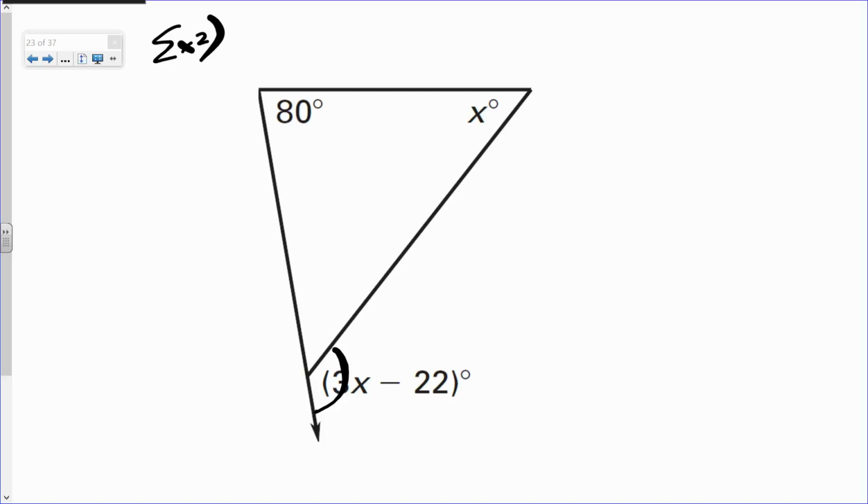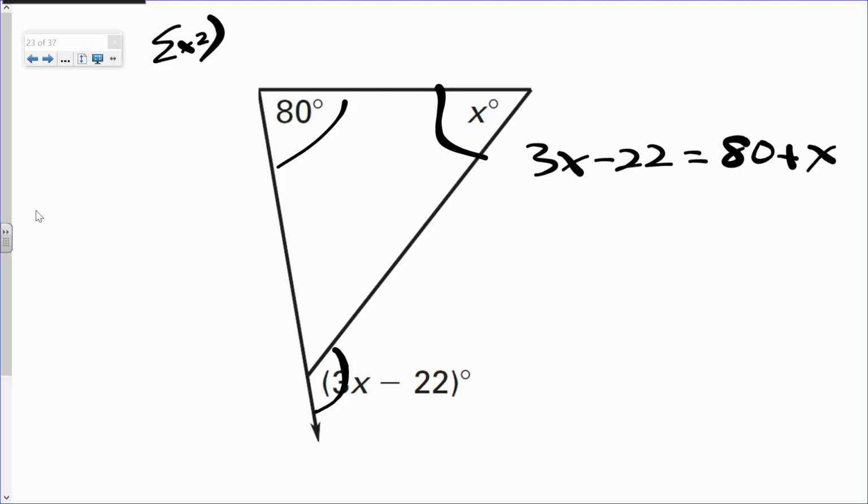Okay, here we go. 3x minus 22, that's the exterior angle, is equal to the two remote interiors, this one and this one, 80 plus x. This is an example where we couldn't use the method used for the first example because we have an unknown here. So we wouldn't be able to use that linear pair strategy, unless we found that exactly. Good. So there's two unknowns, so that wouldn't work. So we're going to just go directly to the exterior angle theorem. EAT, EAT, exterior angle theorem.